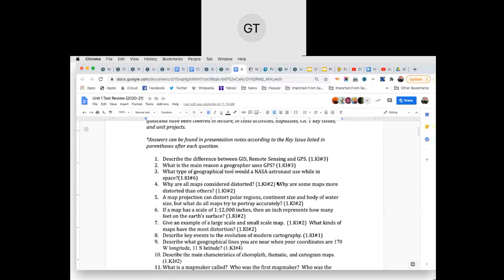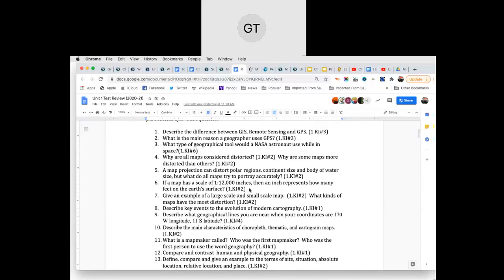2, what is the main reason a geographer uses GPS to find absolute locations? And again, absolute locations, a synonym to that is mathematical location. You should have both of those for that. 3, what type of geographical tool would NASA or a NASA astronaut use while in space? I already mentioned remote sensing.